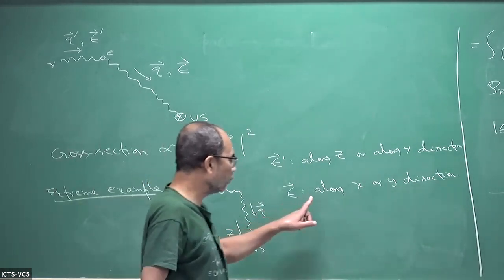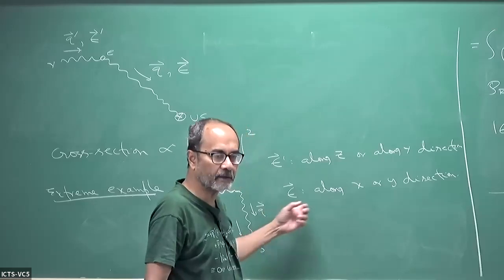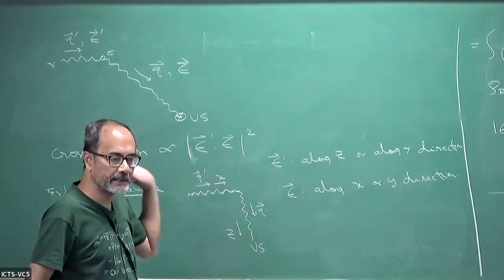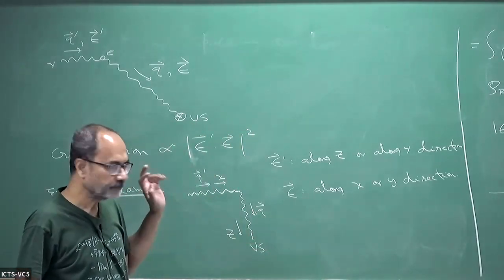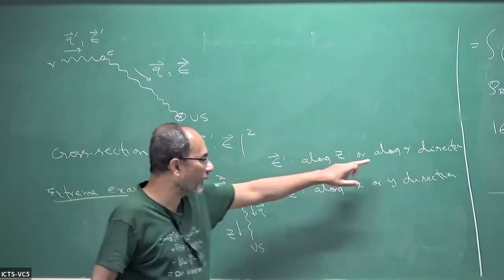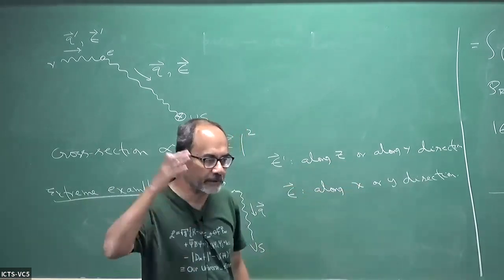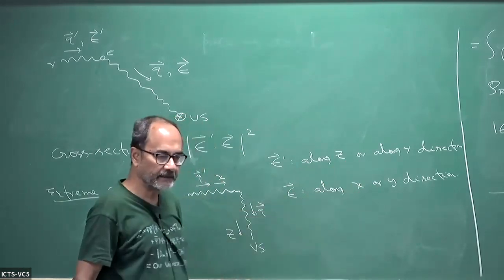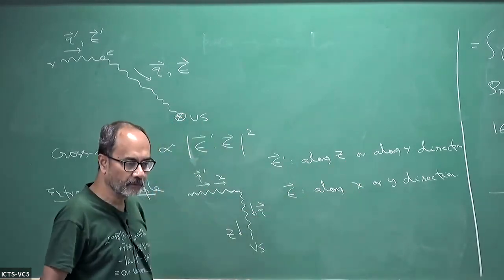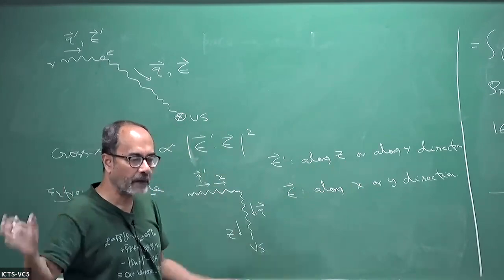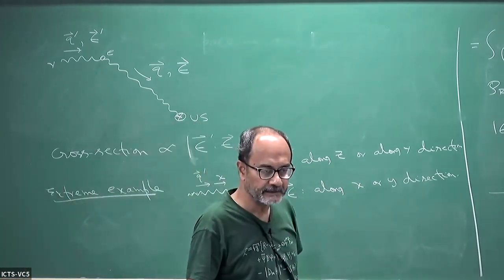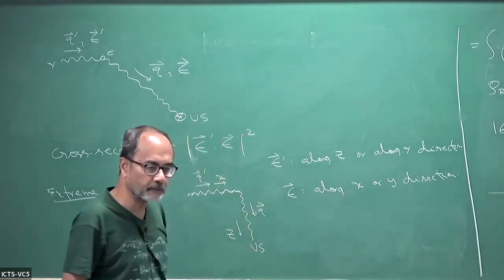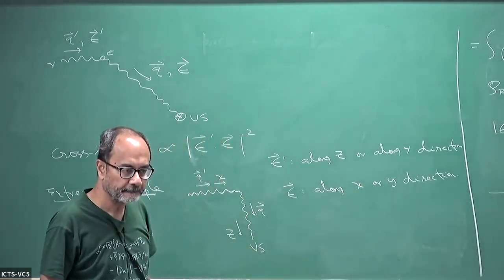Now you see, suppose you choose epsilon, a particular epsilon, which is along X direction, right? Then epsilon dot epsilon prime will always be 0, because epsilon prime can only be along the Z or Y direction, right? Polarizations are transverse to the direction of motion. So independently of what polarization you had to begin with, there will be no probability of producing a photon with polarization along the X direction.